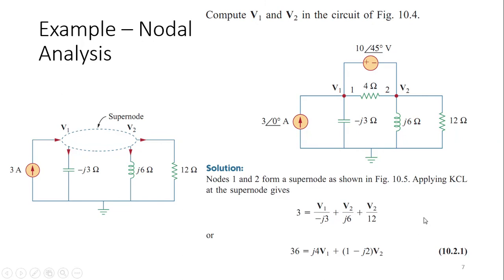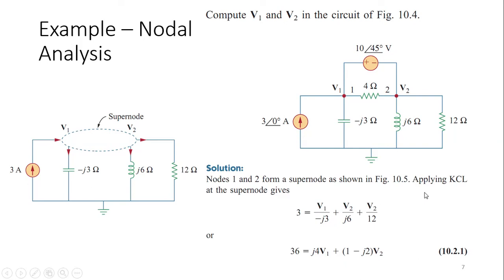Next, we see another example of nodal analysis. In this example, we are given a supernode. Compute V1 and V2 in the circuit of figure 10.4. This is figure 10.4, and we can see that there is a voltage source between two nodes. So this would make the supernode. V1 and V2 and any components in between these two would make the supernode. So here we can see that node 1 and node 2 form a supernode as shown in figure 10.5.